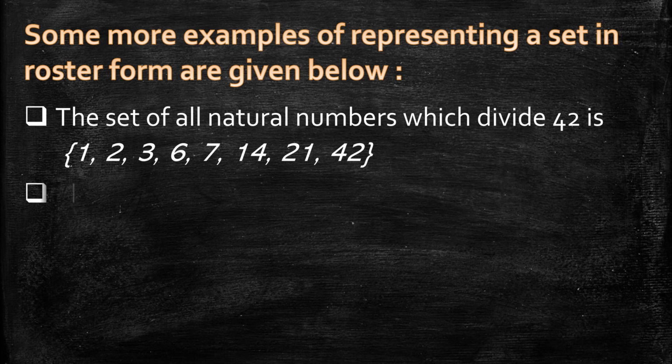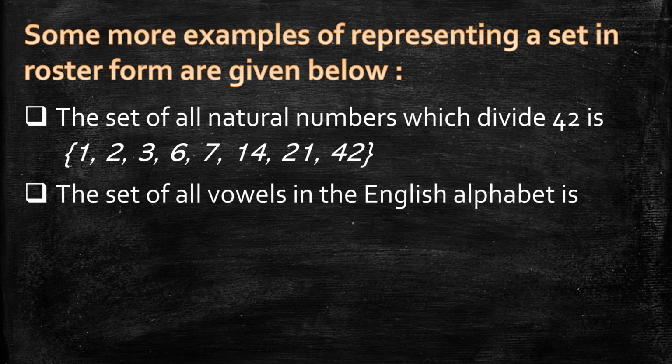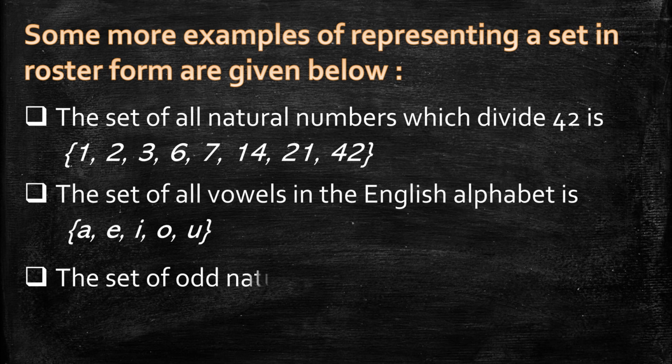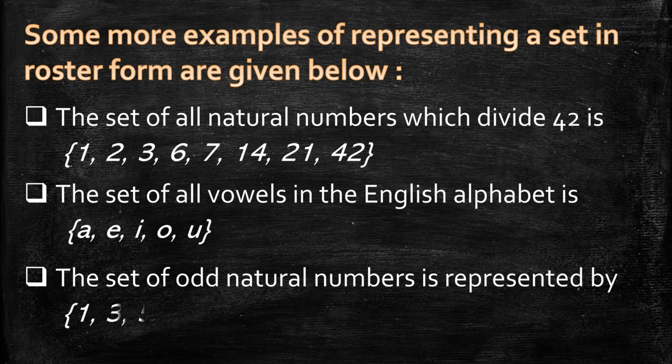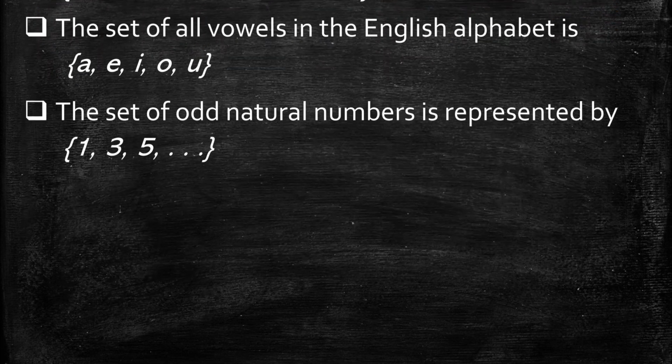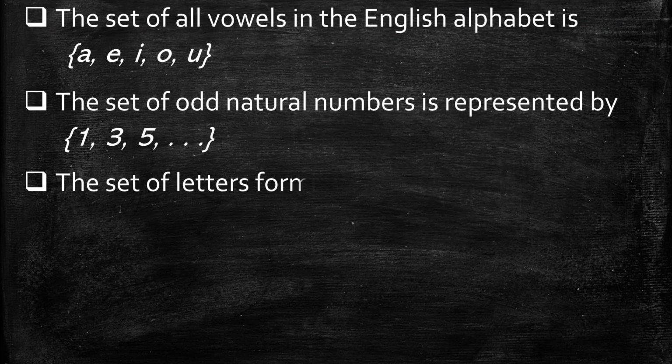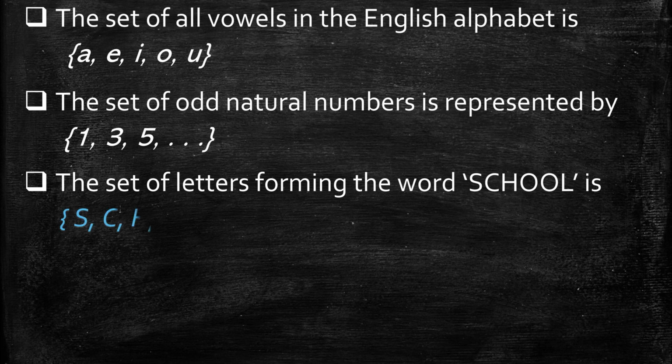The set of all vowels in the English alphabet is {A, E, I, O, U}. The set of odd natural numbers is represented by {1, 3, 5, ...}. The dots tell us that the list of odd numbers continues indefinitely. It may be noted that while writing the set in roster form, an element is not generally repeated. That is, all the elements are taken as distinct.